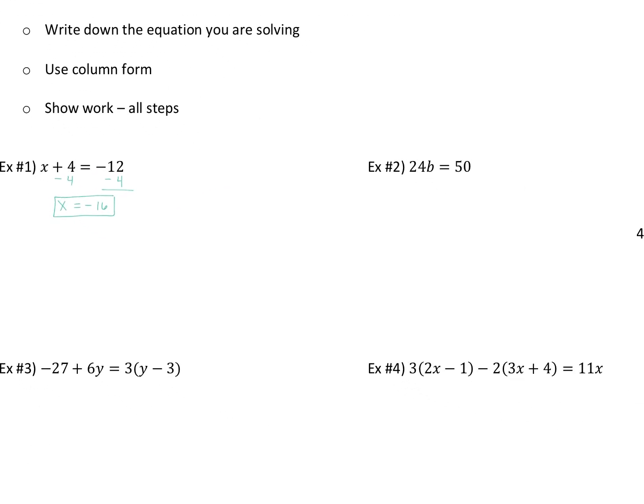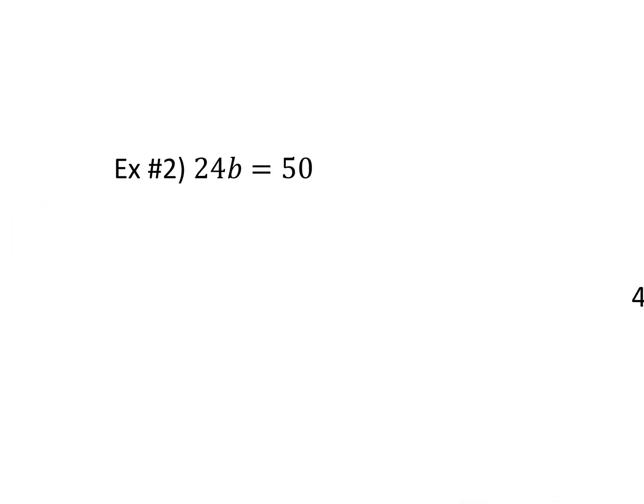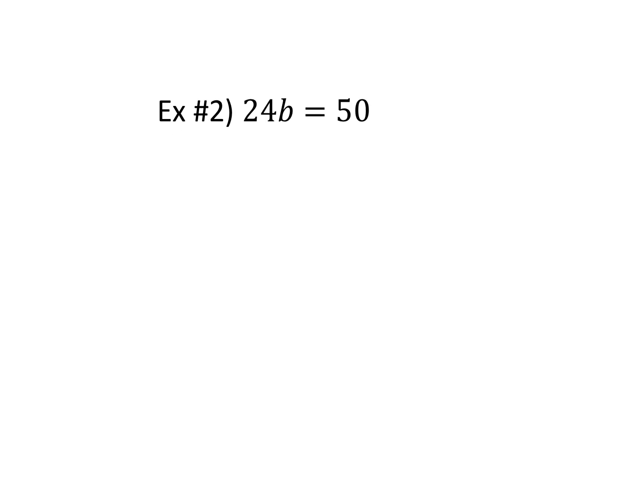Okay, this one, number 2. We're not adding anymore. What are we doing instead? Dividing. Okay, so with this one, you'll notice if I divide by 24, remember we always do inverse operations. We always multiply or divide if we're dividing or multiplying. Do the opposite of what it is. So if we're multiplying here, right, 24 times b, we want to divide. So divide by 24, divide by 24.